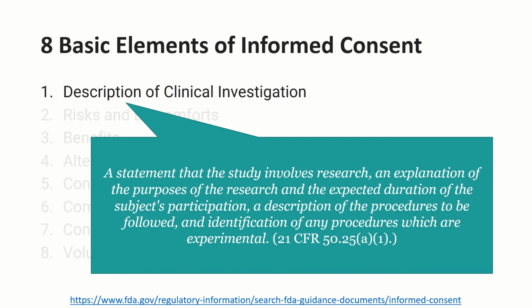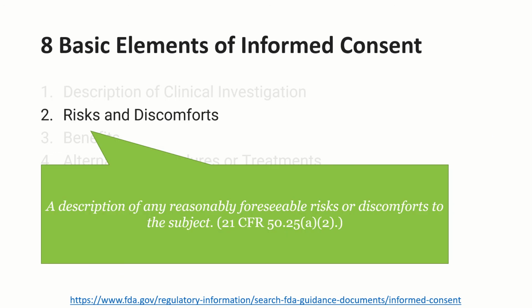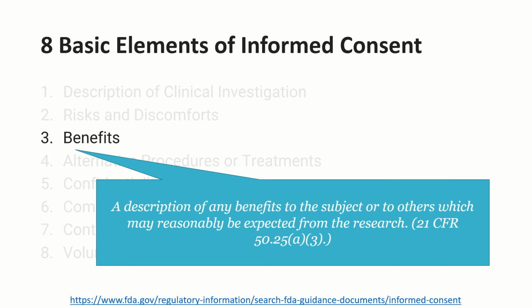The first element is description of the clinical investigation. You have to have some kind of statement that tells the participant what's going to be happening and why it's going to be happening. The second element is a declaration of the risks and discomforts that the person can anticipate throughout the trial. The third element is any benefits that the participant might reasonably expect from the research.